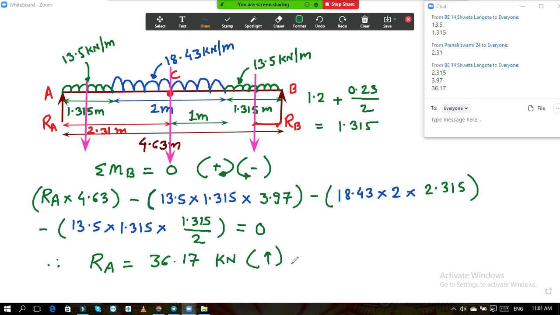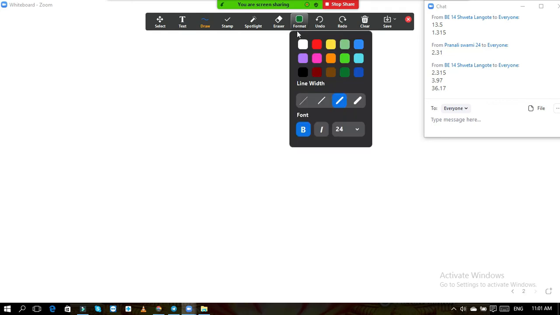Now there is no need to calculate the value of RB. Now we will directly move to the calculation of maximum bending moment. Okay, so I want to calculate the maximum bending moment now. So here I will move to the next slide. Now maximum bending moment.